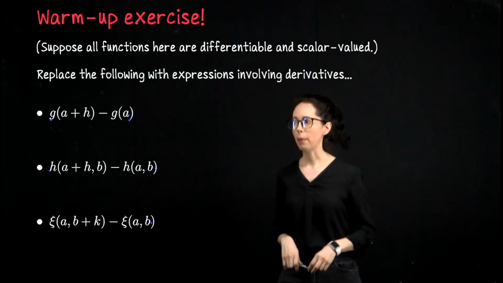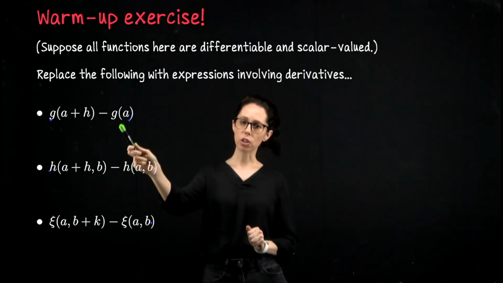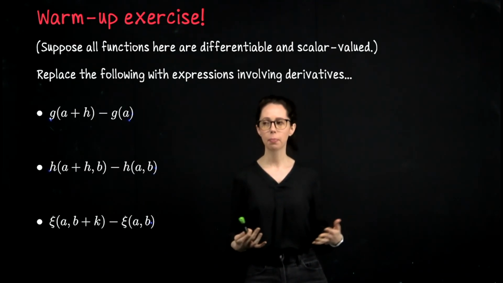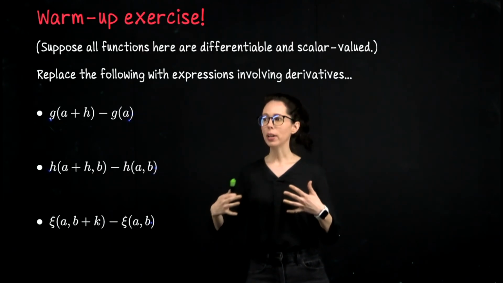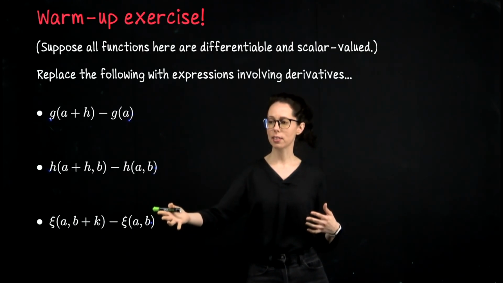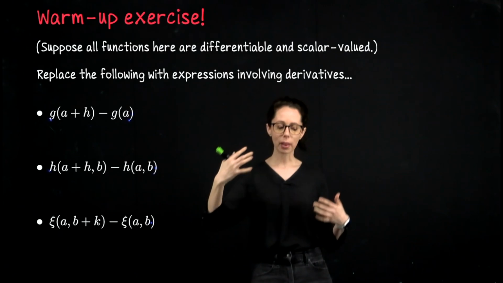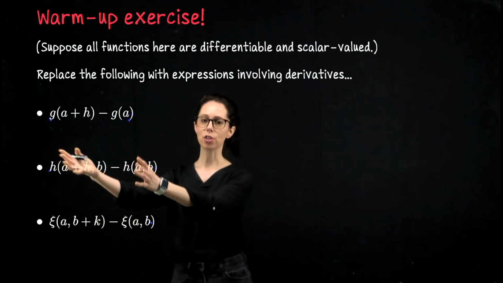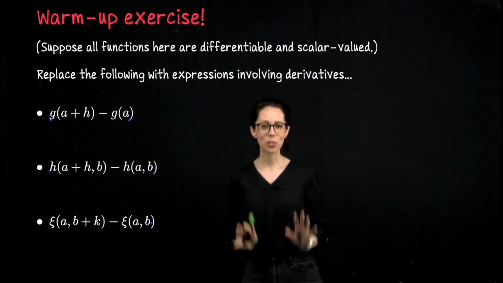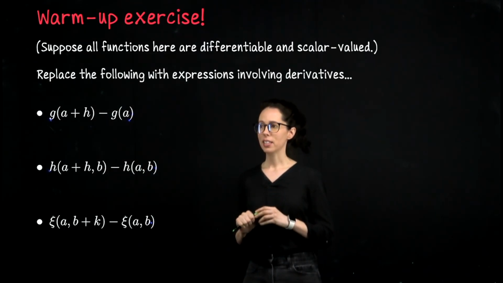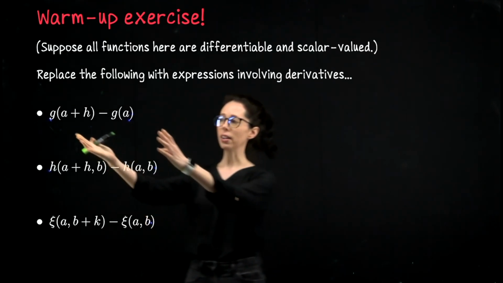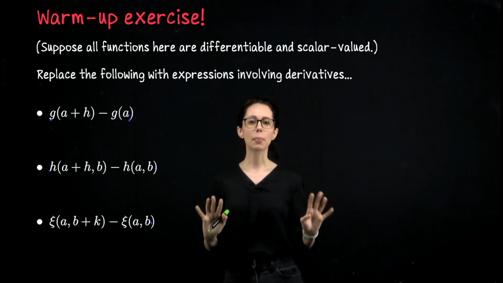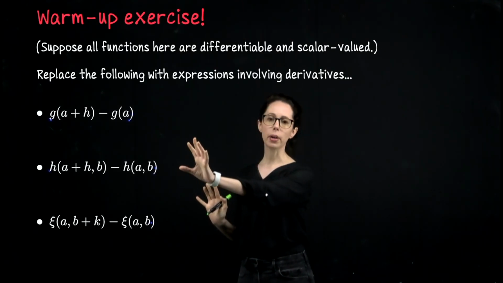There is a way to pass from a change in function values to a rate of change. Those are two different ideas, but they're related. So I want to take these function differences and rewrite them with some kind of rate of change. So passing from a change to a rate of change. There's a way to do this, and that is to recognize that this looks kind of like the numerator in a difference quotient.